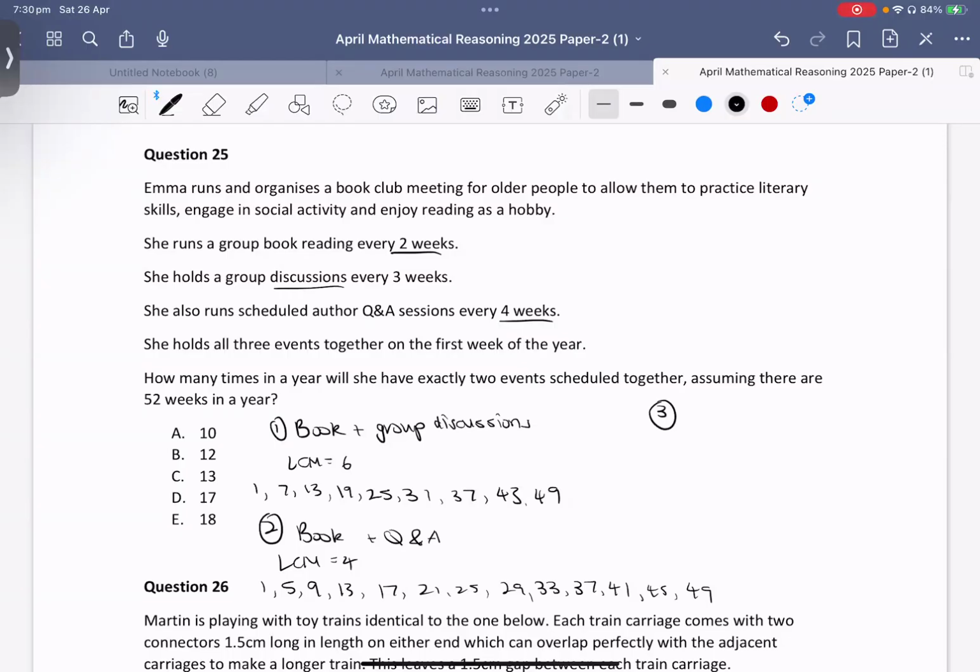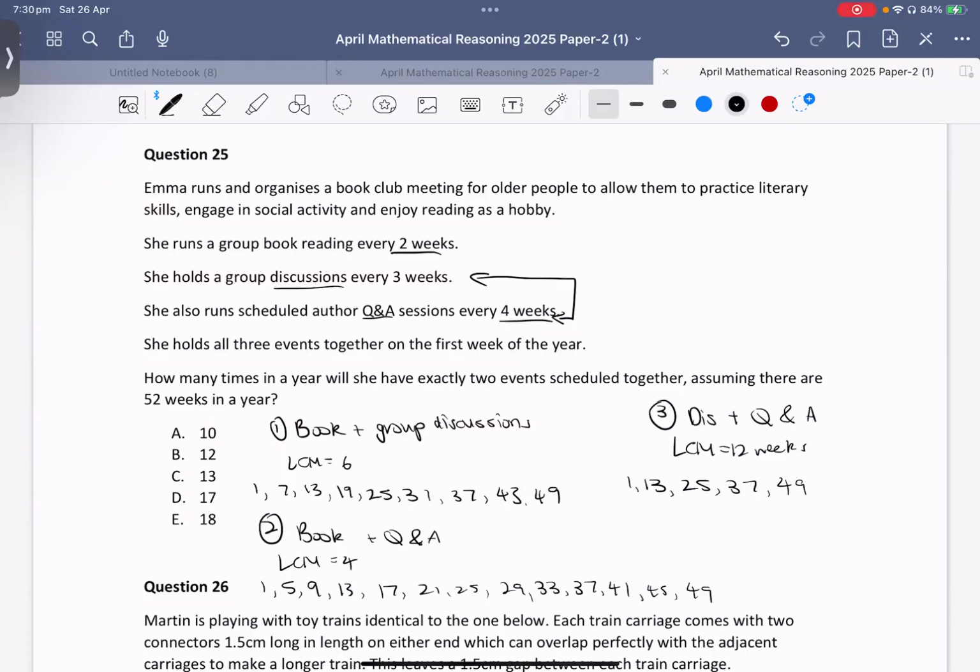together just yet, which is discussions and Q&A. Okay. So if we're doing discussions and Q&A, hopefully you guys can see that their LCM here is 12 weeks. So that means that if she runs it in week 1, it'll come again in week 13, week 25, week 37, and the lucky last one would be week 49. That one's nice and easy, right?